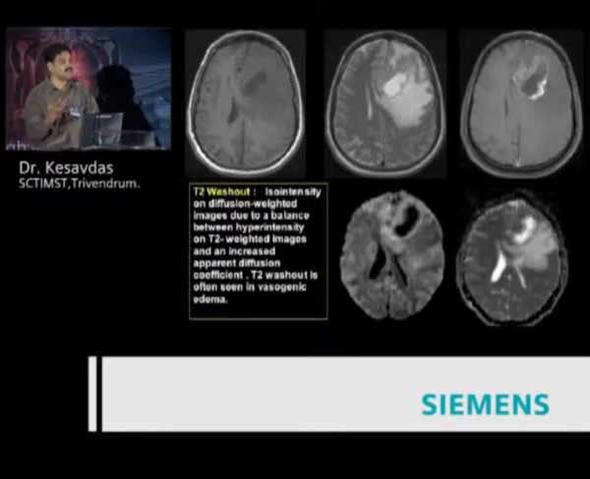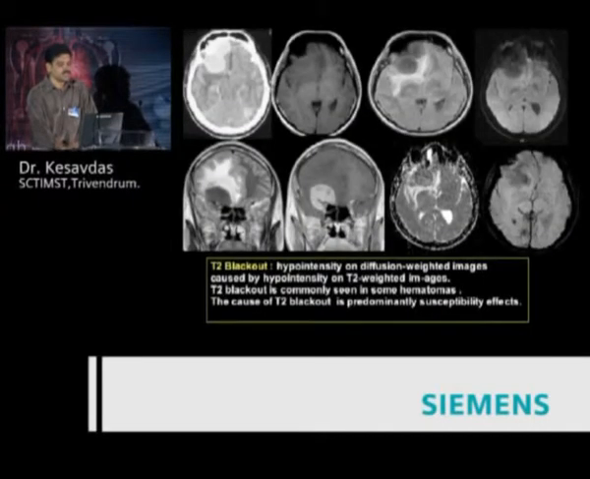What is T2 blackout? If you see, what do you think this lesion is? Any guess? A meningioma. Yeah, that is the diagnosis. But let me ask you, a meningioma like this, this is the diffusion weighted imaging. This is the ADC map and the diffusion. How many meningiomas are so black in diffusion?